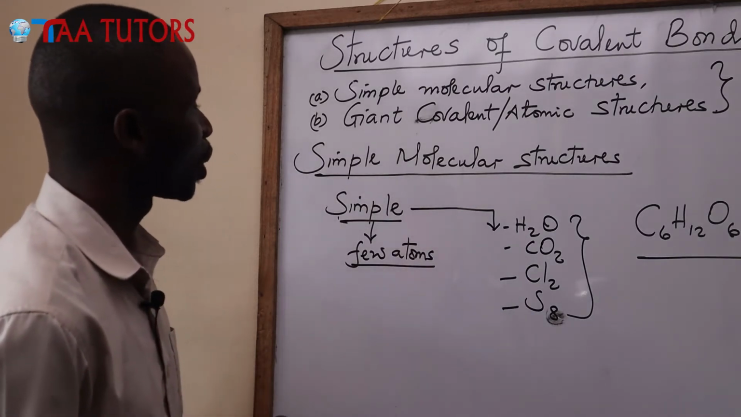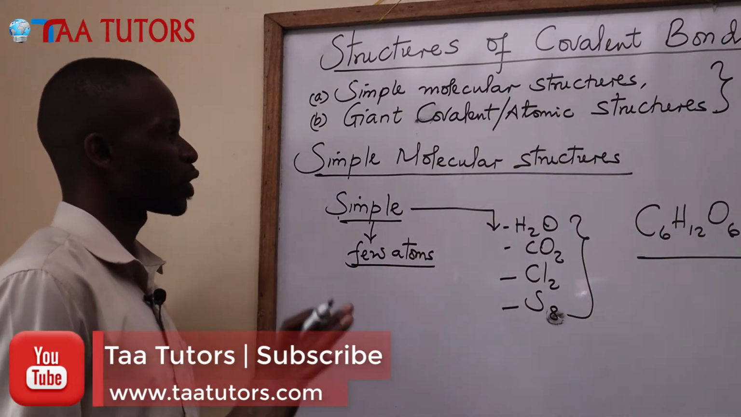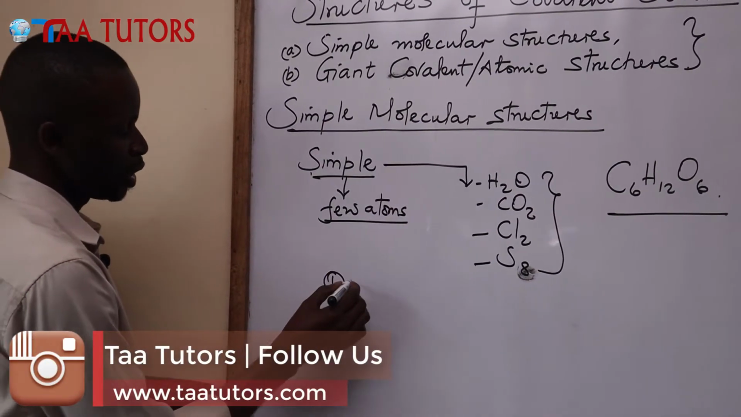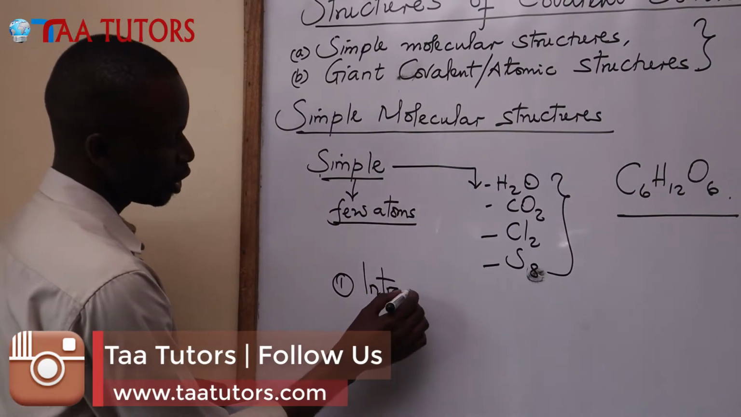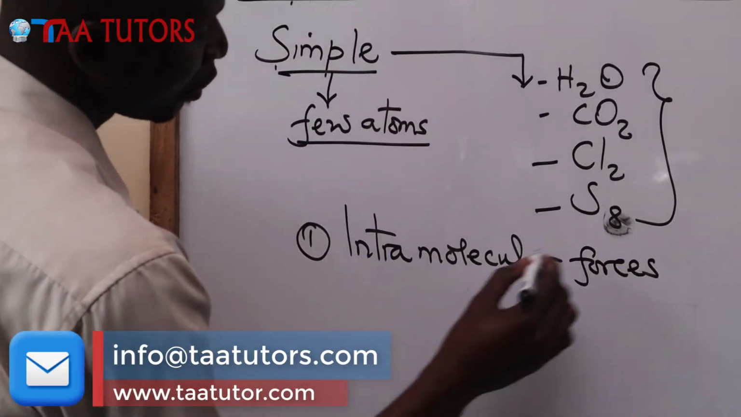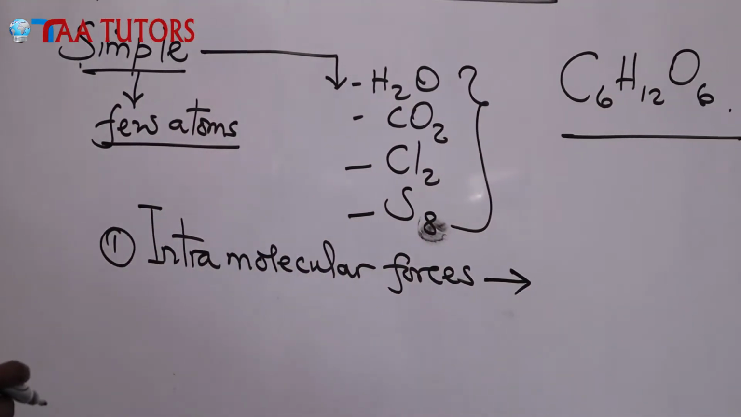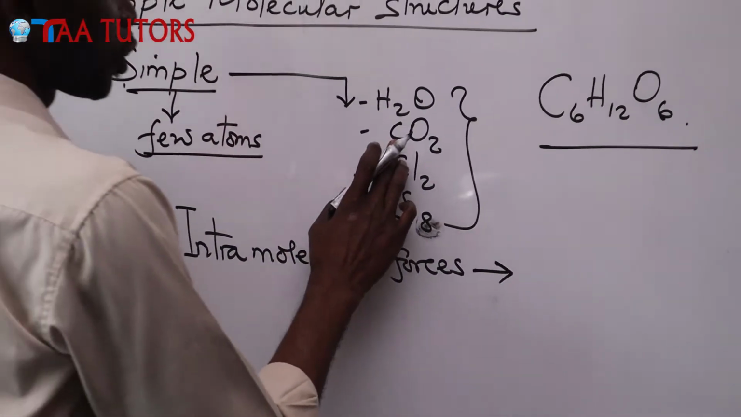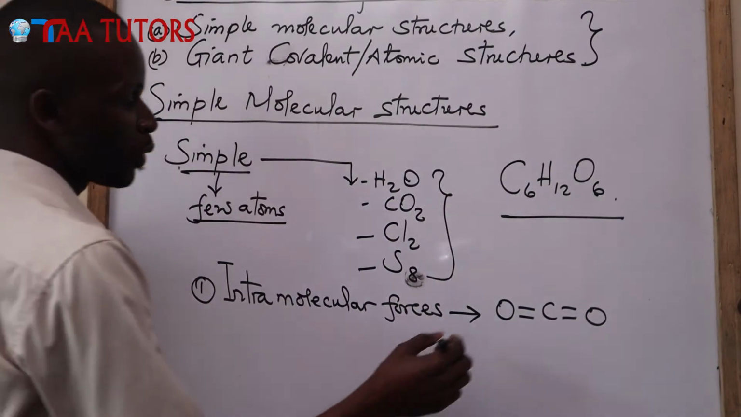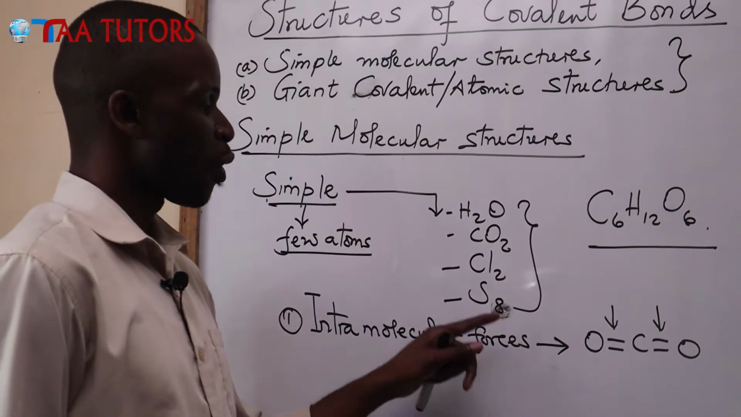Now, this simple molecular structure has something unique compared to any other structure we're going to see. In simple molecular structures, we have 2 types of forces. Number 1 is intramolecular forces of attraction. If I explain what this means, it is the forces of attraction within a molecule. For example, if I talk about carbon dioxide and draw the displayed formula, the intramolecular forces are the covalent bonds holding the atoms. So in other words, intramolecular forces of attraction hold the atoms together.